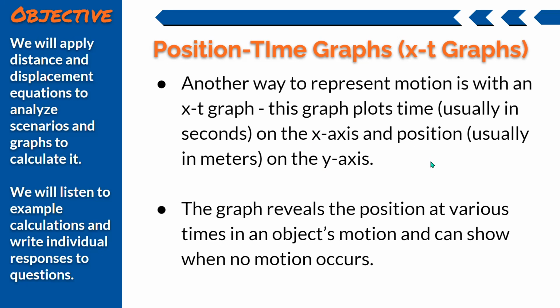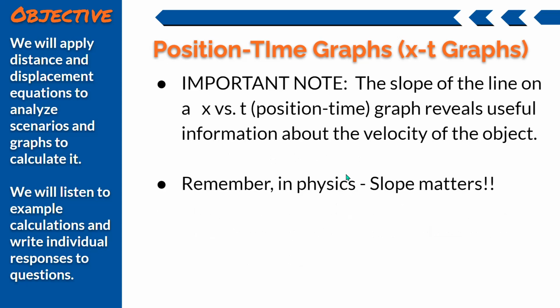The graph will reveal the position of whatever object at various times in its motion and can show when no motion occurs at all. Same as a motion map, it's just a little bit easier for us to read, at least once you get the hang of it. All right, so let's take a look at another important note for XT graphs.